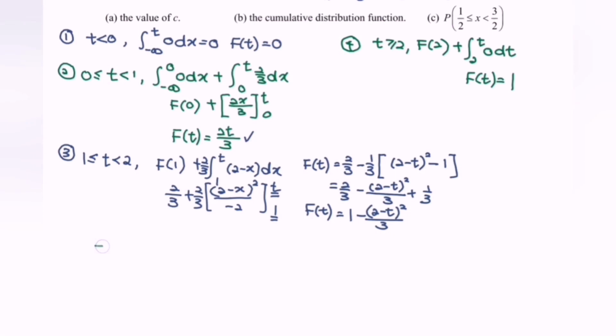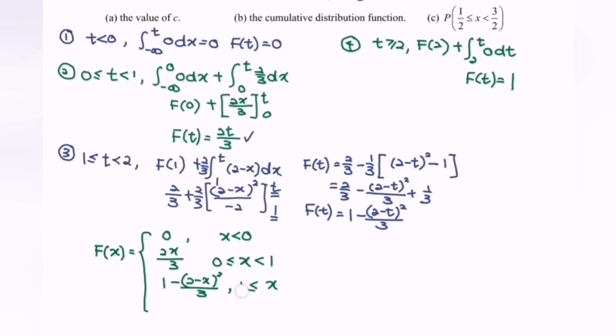As a conclusion, the cumulative distribution function F(x) with number 1 is 0, and the domain would be x less than 0. The second function would be 2x over 3 for the domain x greater than or equal to 0 and less than 1. The third function would be 1 minus (2 minus x) to the power of 2 over 3, for x greater than or equal to 1 and less than 2. Finally, we have 1, and the domain will be x greater than or equal to 2. That will be the cumulative distribution function.